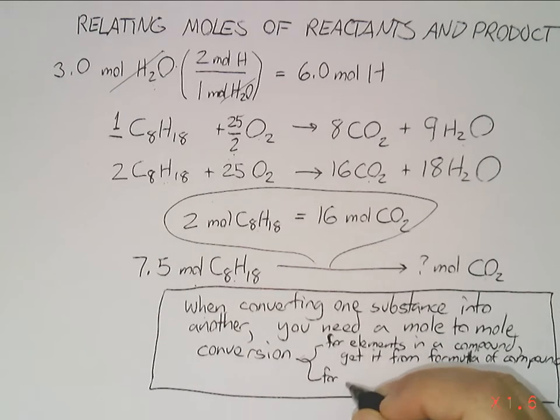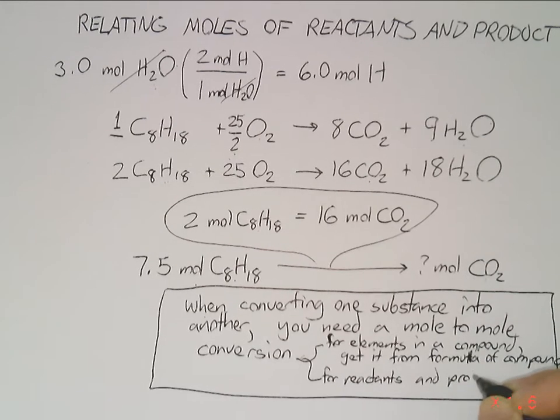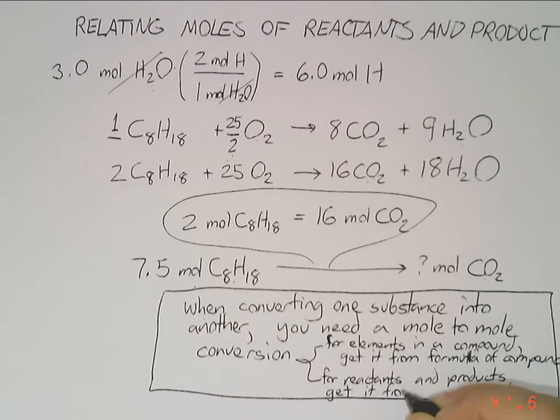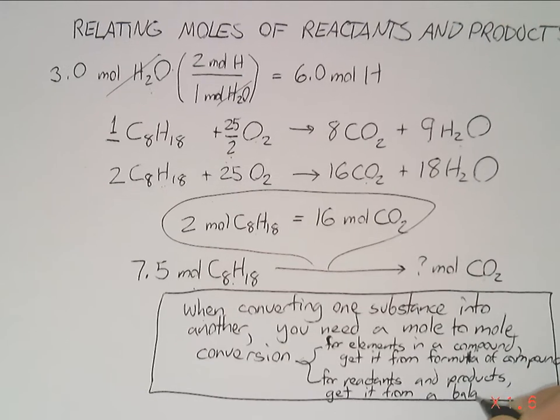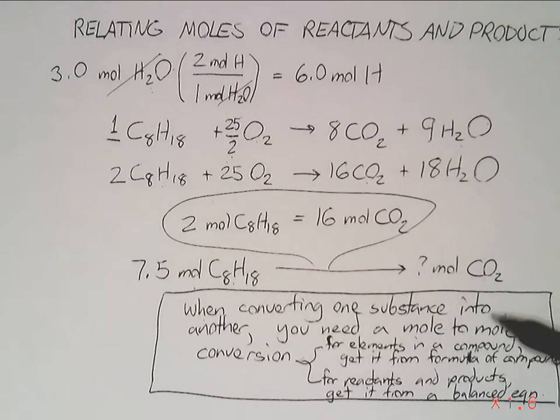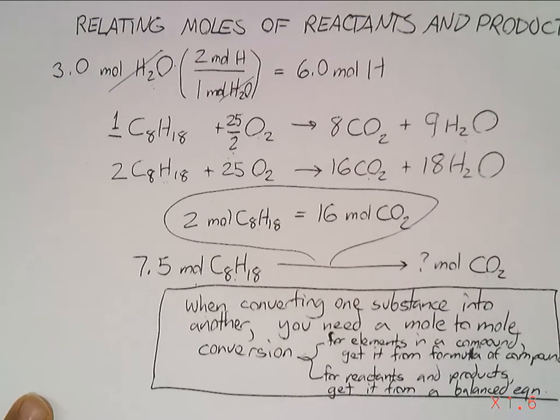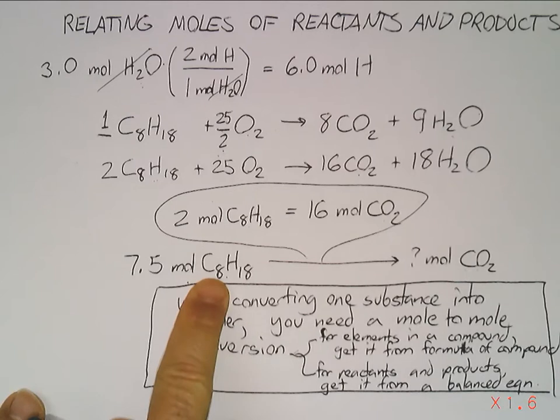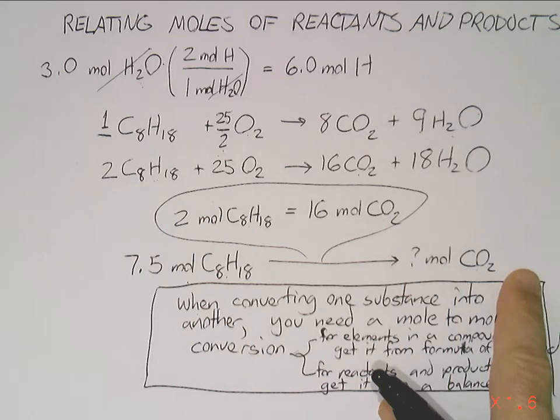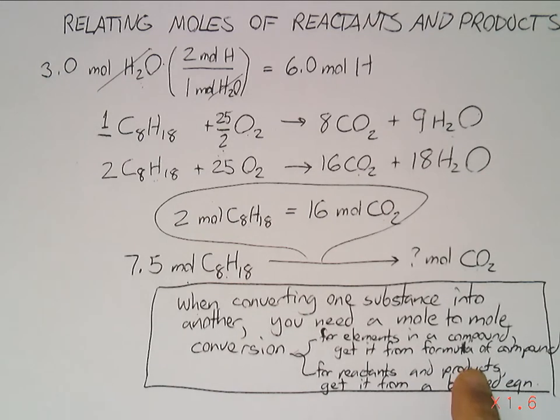For reactants and products, you get it from a balanced equation. That's where you get it. So this is the key to understanding all the problems for the rest of the chapter. And it's something that you should say to yourself immediately when you see a roadmap. Ask yourself, am I turning one substance into a different substance? If so, I need a mole-to-mole ratio. Where do I get it? From one of these 2 sources here.